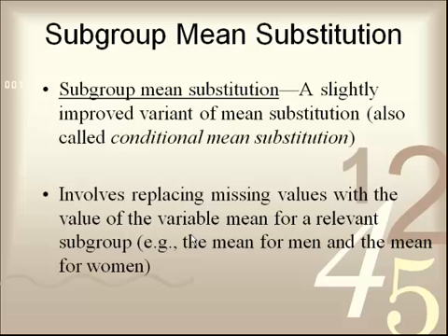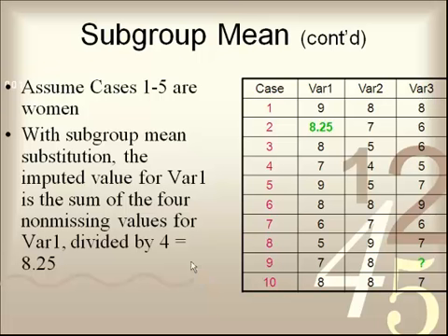So a subgroup mean substitution is a slightly improved variation of the mean substitution. We also call this the conditional mean substitution, but it is when we replace missing values with the value of a variable mean for a relevant subgroup. So let's say you're looking at a case, but only for women, you're going to impute the mean for women instead of the mean for men and women combined, because that might have significant meaning if we parsed out those two groups.